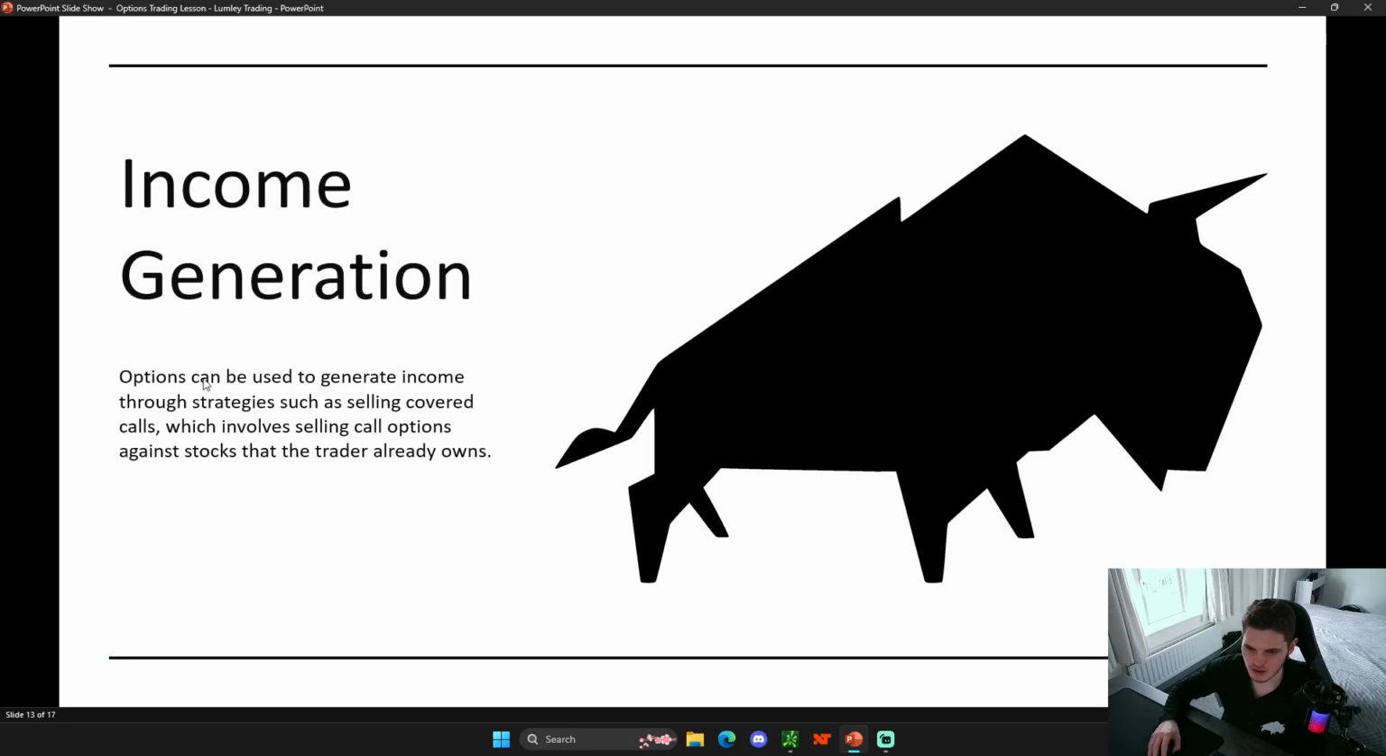Now, income generation, again, another big benefit to options, which you don't get, obviously, in stocks. You can get dividends, that's about it. Futures, you're not going to get any sort of income generation. So that's one of the big benefits over on options.